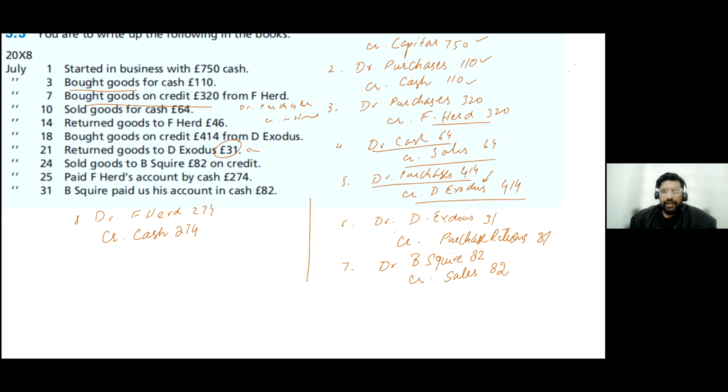B Square paid us his account by cash. So he paid us his account by cash, we got the cash. Cash is an asset which is increasing. So we debit cash 82 and we credit B Square because he is no more our asset. So we credit. Okay.